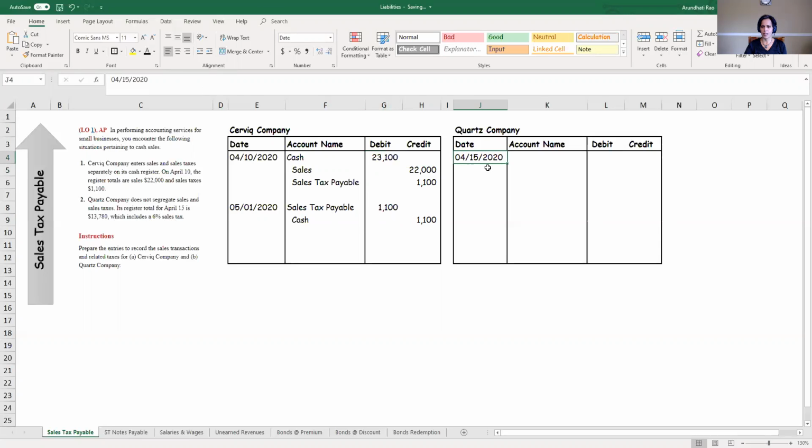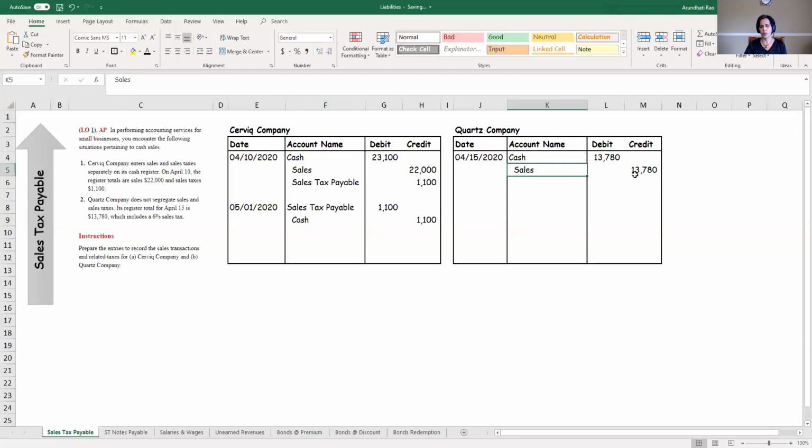This is on April 15. Their journal entry would be cash debit. The total cash they've collected, they're telling you, is $13,780. And what they have done is this entire amount has been credited to sales because all of it was in the cash register. They had not separated it. Now, this is obviously incorrect because I'm inflating my sales and I'm understating my current liability, sales tax payable, because this money doesn't belong to me, all of it.